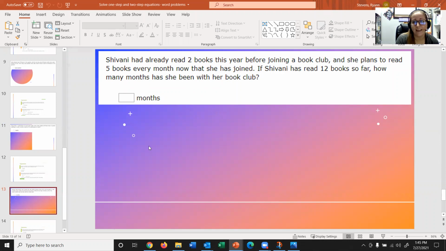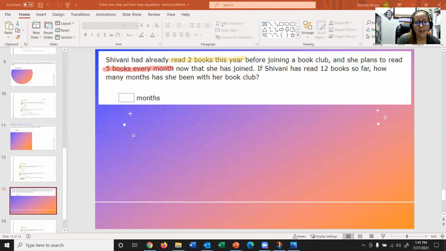So we're going to highlight our important pieces of information. For starters, it says that she has already read 2 books before this year. So before joining the book club, she's already read 2 books, and she plans to read 5 books. I'll do that in a different color just to match. She wants to read 5 books every month.